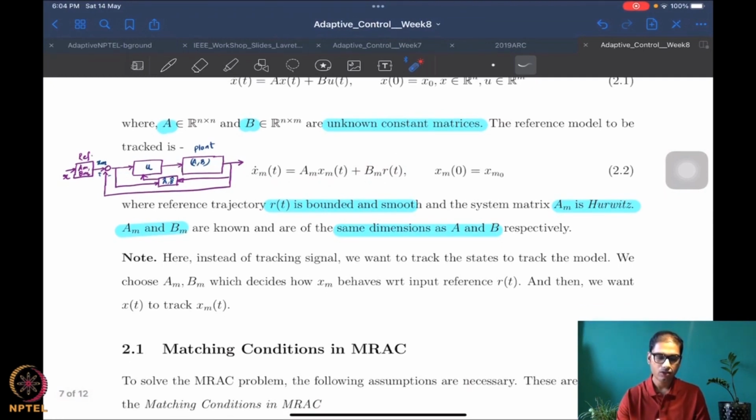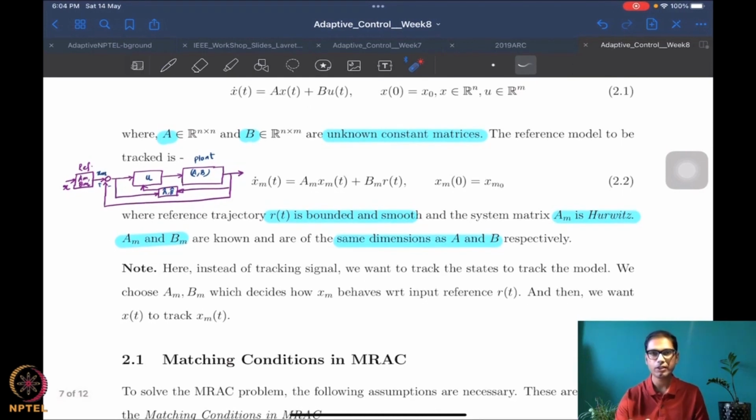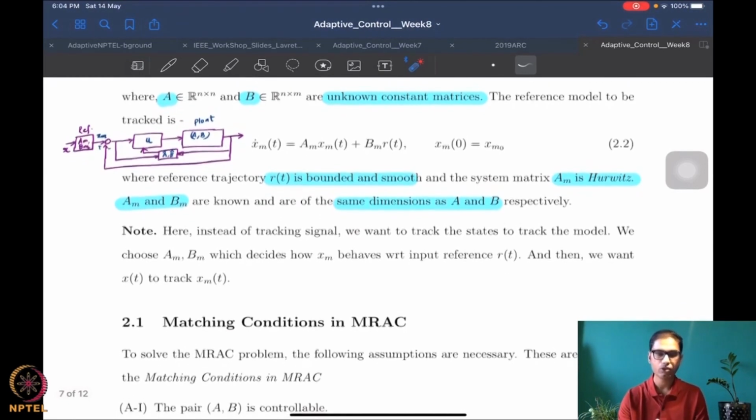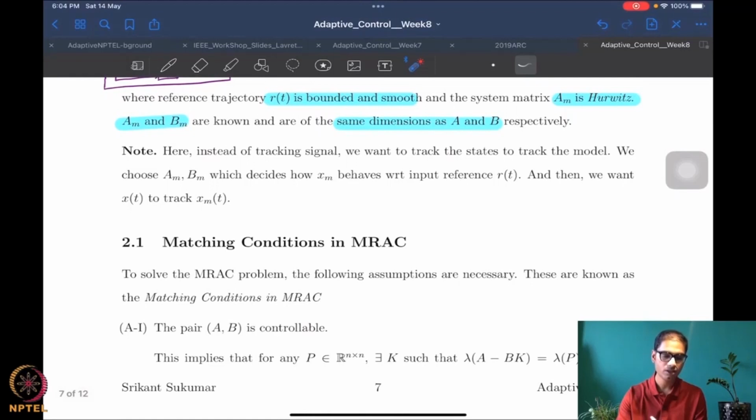All right, great. So now what we want to do is drive X to XM, and we do not know matrices A and B. The first question that we ask is what kind of assumptions are required. We've already put in several assumptions on the reference, but we also need assumptions on A and B, or the original system for that matter. And what are these assumptions? These assumptions are of course called the matching conditions in model reference adaptive control.